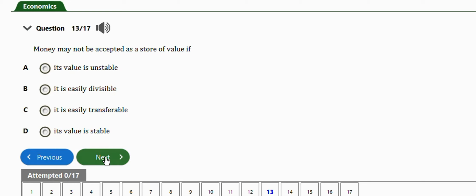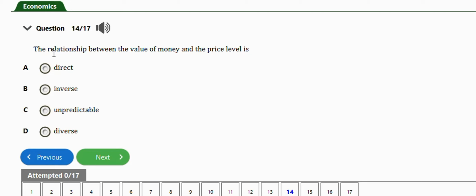Next question is this one. It says the relationship between the value of money and the price level is inverse, guys. Take note of this question, it gets repeated several times.